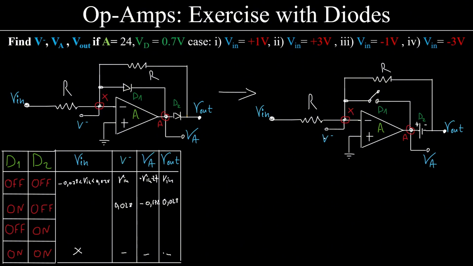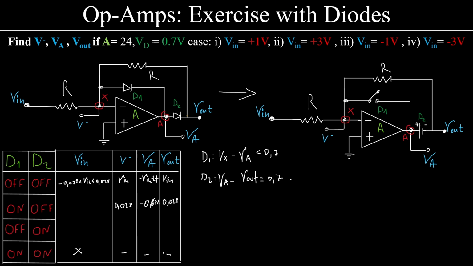And now, of course, as always, the first thing that I'm going to do is to write the conditions for the two diodes. So for D1, Vx minus Va less than 0.7. For D2, Va minus Vout must be equal to 0.7.